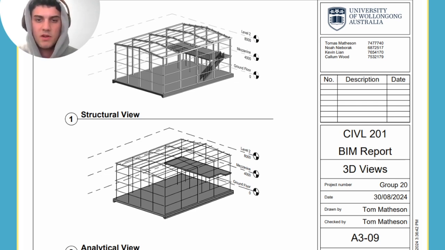These helped us pick our rafter and column sizes. They were the rafter 305 by 102 by 25 UB, and the columns were 356 by 171 by 44 UB.